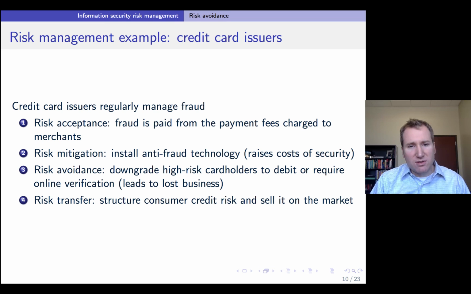Finally, transfer: you could structure consumer credit risk and maybe sell it on the market, so as to get somebody else to take on that credit risk. This basic approach was highly used in the early 2000s for consumer debt, particularly related to consumer mortgages, and that was one of the key contributors to our financial crisis. So there's certainly a limit to the extent that you can transfer these risks.